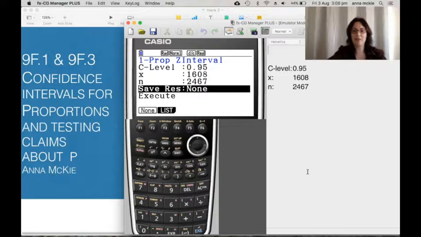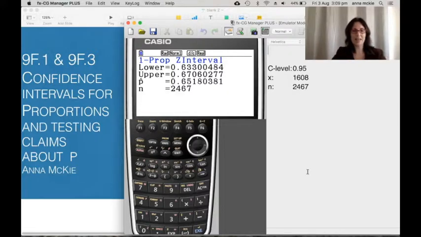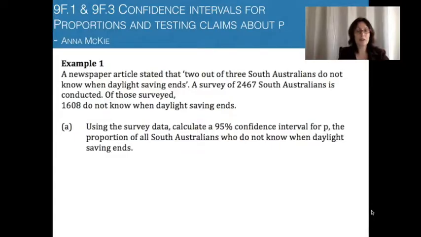And the interval that we get for that is here. I'll write that back on the other screen. Notice that it does give you your P hat value, which is X divided by N, 0.65 rounded to 2 decimal places. The two endpoints there were 0.633 and the upper end was 0.671, and you can put greater than or equal to.